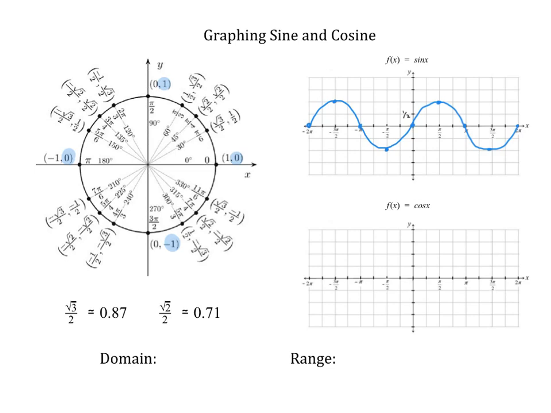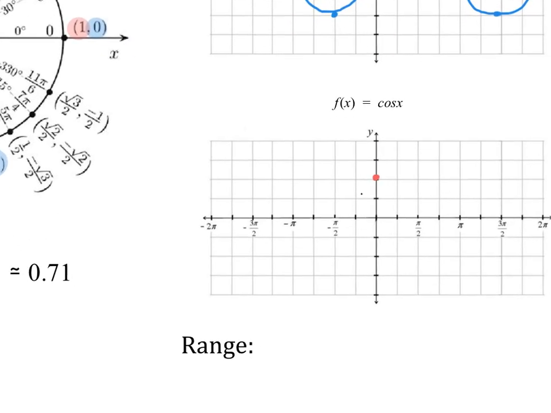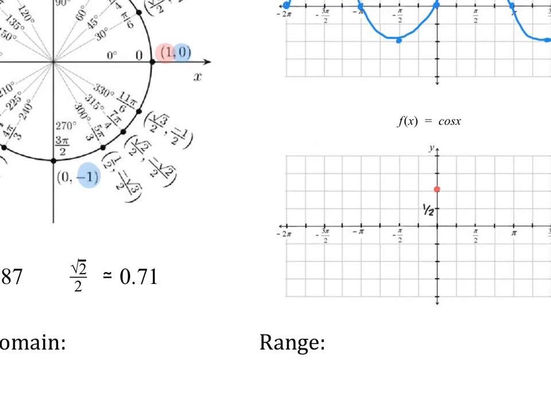For cosine, remember we're going to be using the x values of our coordinates now. So I'll graph this one in red. Let's start with the cosine of 0, which is 1. So our first point is going to be at (0, 1). Again, let me adjust the scale of our y-axis. There we go.